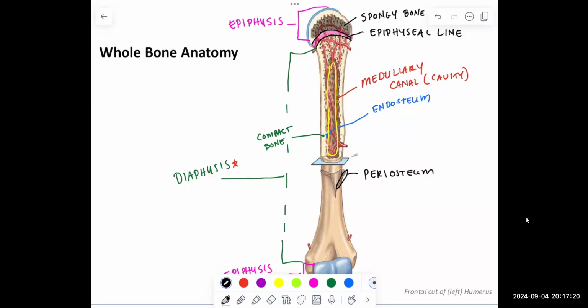Please, next week, don't be shy. Ask your lab instructors to show you real bone so you can see how spongy it is inside. Sometimes it's surprising.